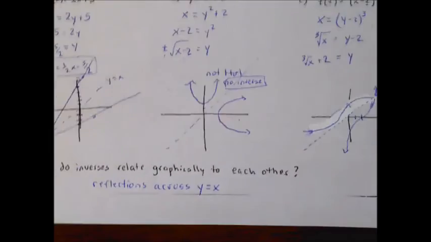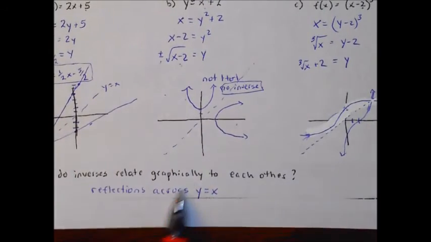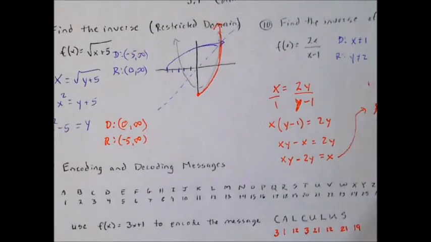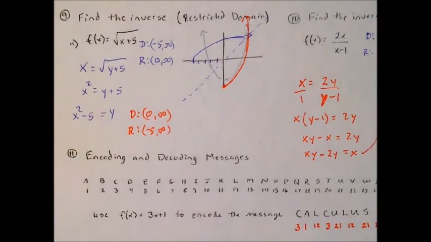Okay, so how do inverses relate to each other graphically? They are reflections across the line y equals x. Okay, now does everything have an inverse? Well, no, we said if it's not 1-to-1, there's not really an inverse, right? But also sometimes we have to restrict the domain.